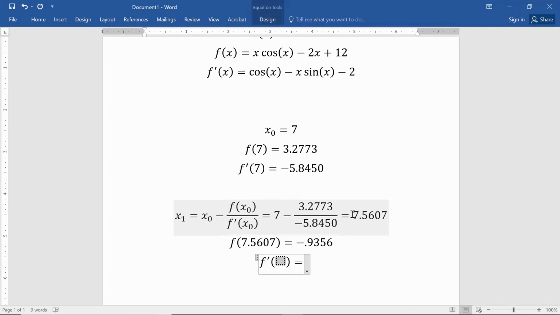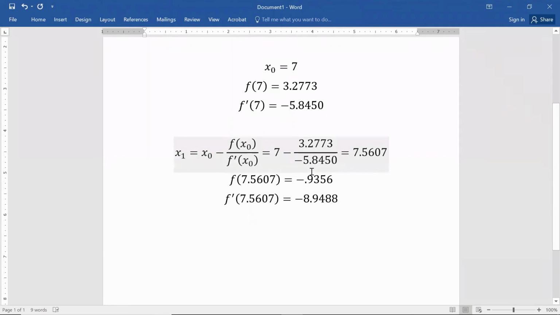When I plug that into the derivative, I end up with a negative 8.9477. Oh, I'm sorry, 8.9488. I didn't round that; I missed the 8. So we got pretty close to 0. Let's do another iteration there.